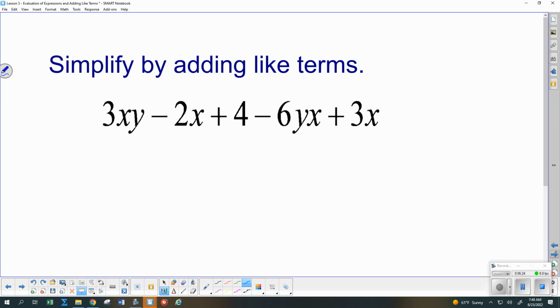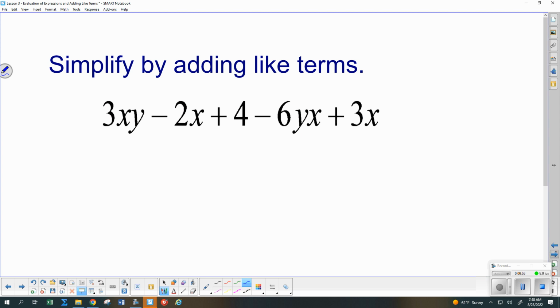Okay, let's add like terms. I need some help finding the like terms in this one. Tay, I'm wondering if you can tell me 2 terms that we would call like terms that we could put together. And let's be a little bit careful because the minus is part of the 6yx one. So 3xy and minus 6yx. And what do we get if we put those 2 together?